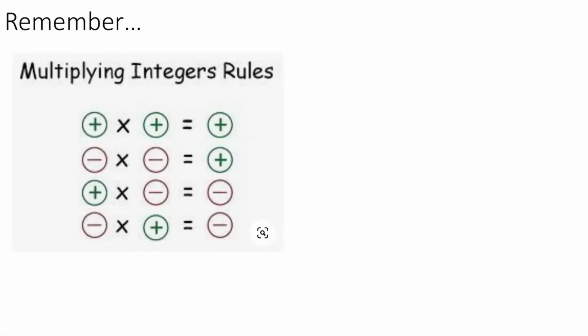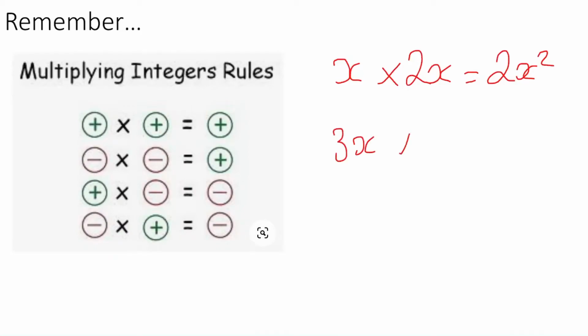different letters together. So say we are multiplying x and 2x, we will have an answer of 2x squared. If we had 3x multiplied by y, our answer would be 3xy. That's just how it would be.